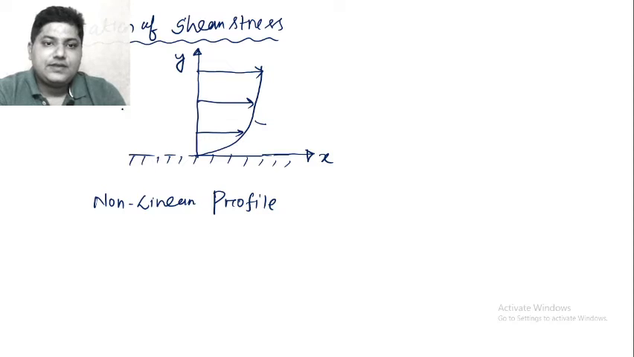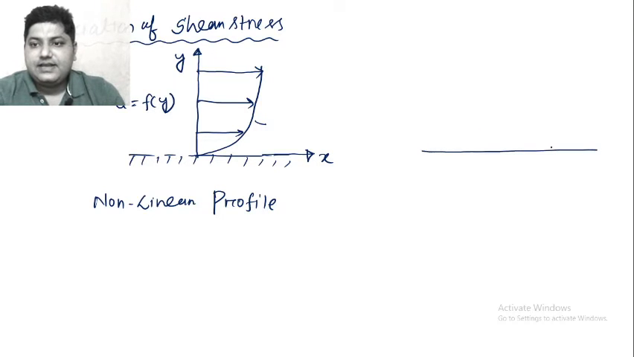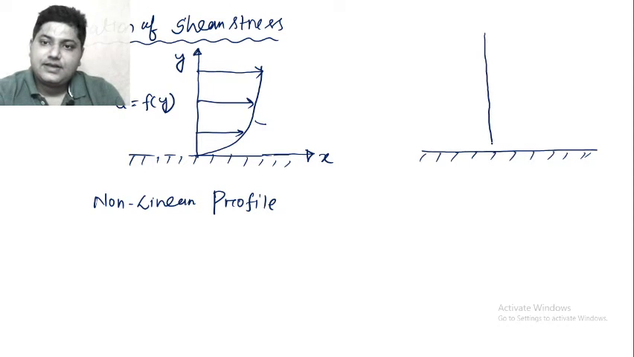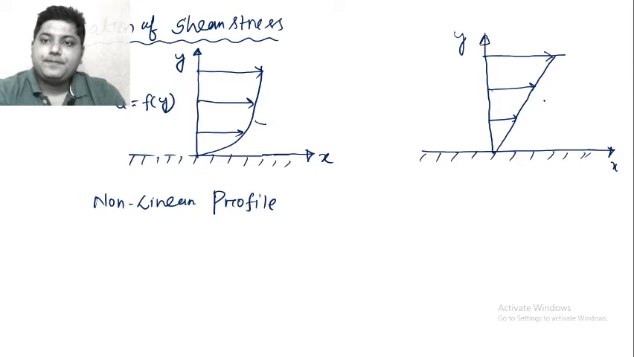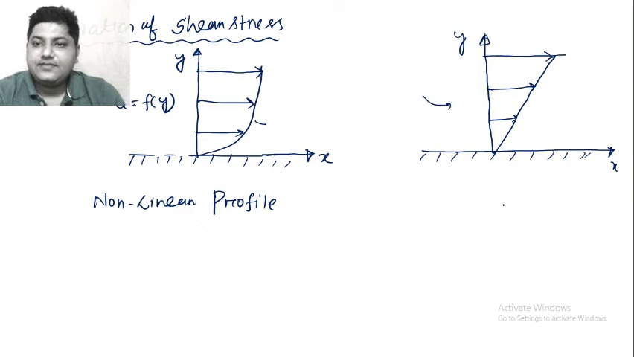Here u is a function of y. Again I am choosing another velocity profile. This is my stationary plate, this is my y and this is my positive x axis. Here the velocity profile I am choosing is a linear one. This is also a linear velocity profile, and here also the velocity is a function of y.